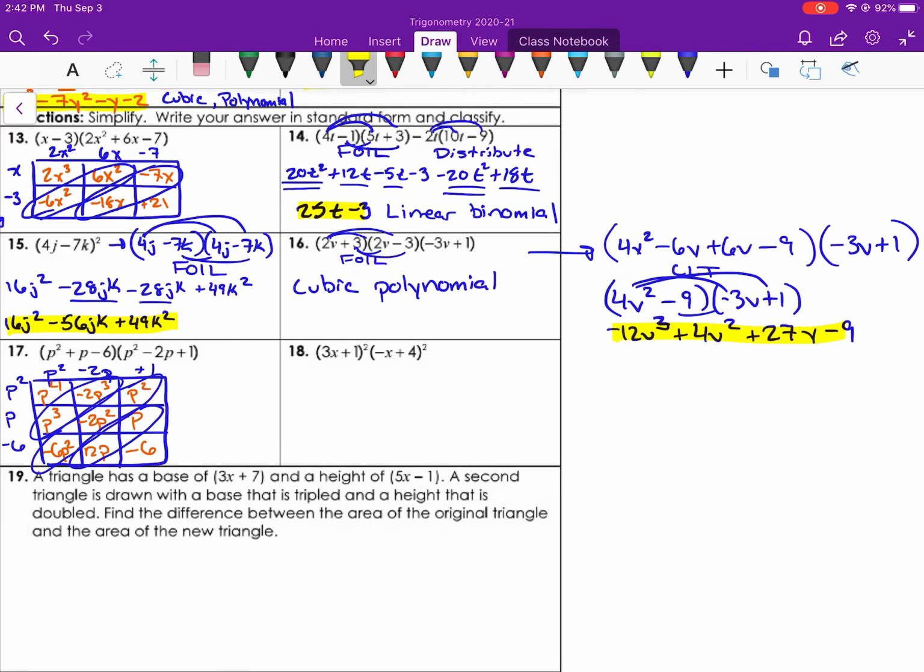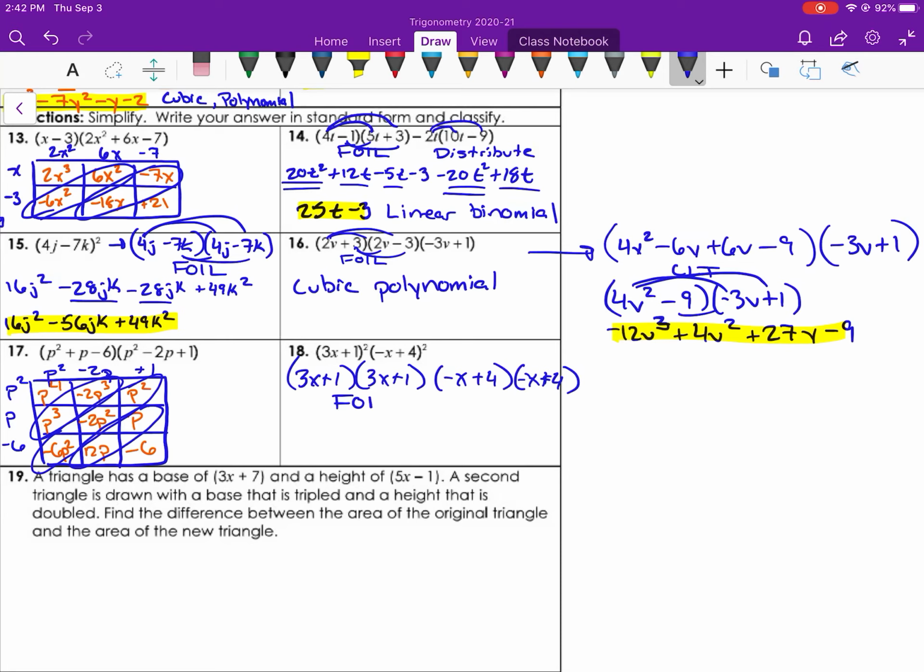Alright. Then 18, I'll start in the box. I'll probably have to move around. So I get 3x plus 1 times negative x plus 4. Alright, so I'm going to do a double FOIL here.